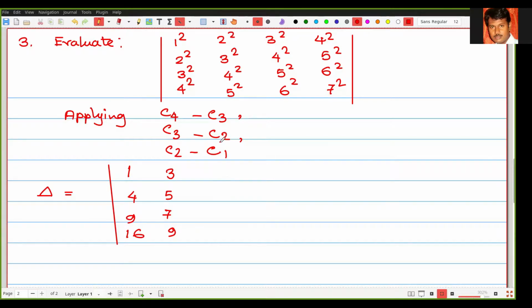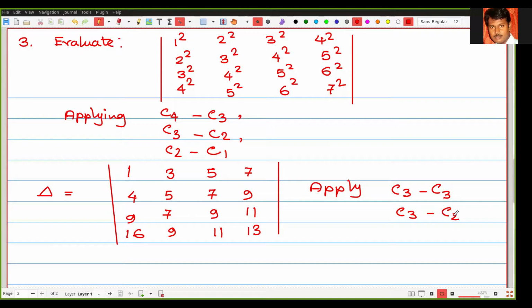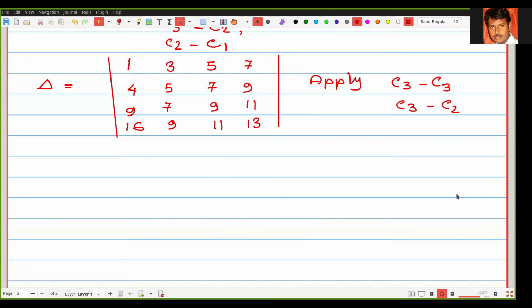So that is 9. Column 3, that is C3 minus C2. That means 3 square minus 2 square, so that one is 5. Next one 7, 9, 11. And for C4, that is 7, 9, 11 and 7 square minus 6 square, that is 49 minus 36, that is 13. Now once again apply C4 minus C3 and C3 minus C2. Let's check what happens.